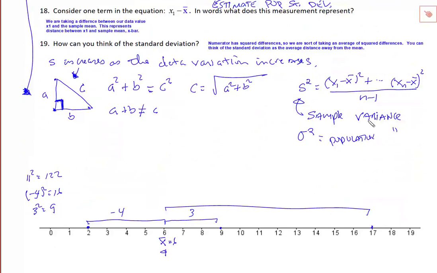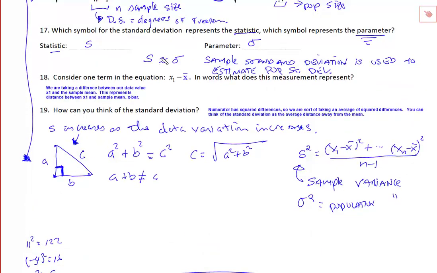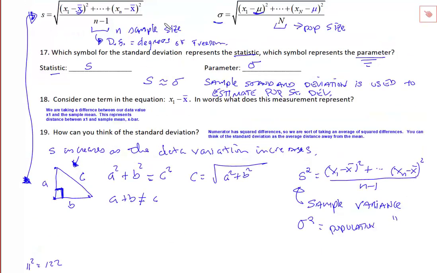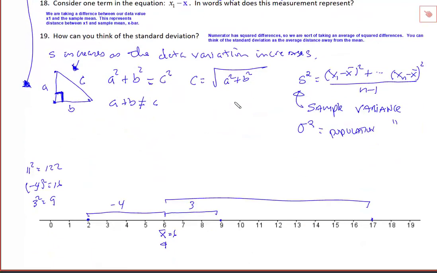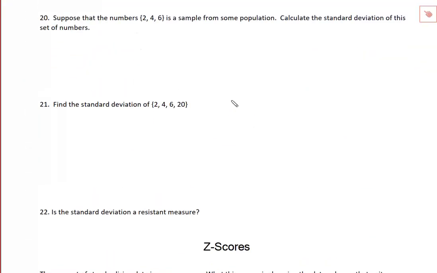So anyway, just remember this fact. S squared is sample variance. Sigma squared is population variance. After you take the square root, this is sample standard deviation. This is population standard deviation. All right, this is just a quick little example so we can know how to calculate this.